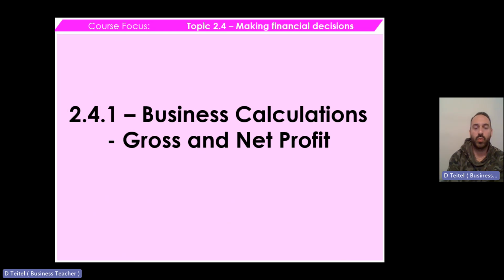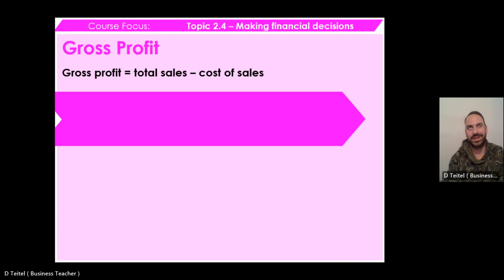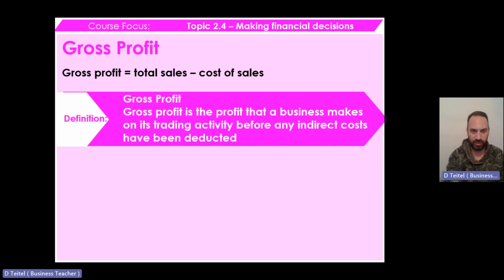So starting with 2.4.1, business calculations for gross and net profit. So we're going to jump back to little parts from 1.3. So what is gross profit? Gross profit equals your total sales minus your cost of sales. Gross profit is the profit that a business makes on its trading activity before any indirect costs have been deducted. So remember, when we're talking about the financial statements, your gross profit is the one that comes first.